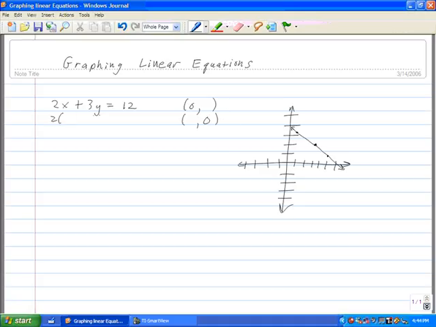Note that when you plug in 0 for x, all that's left is the y variable. Dividing by 3 gives us a nice, easy to find value. And we can go back and do the same thing again.